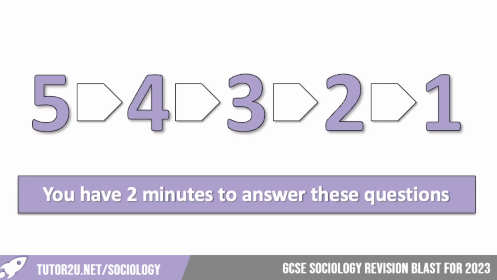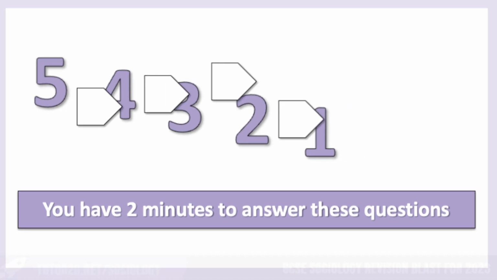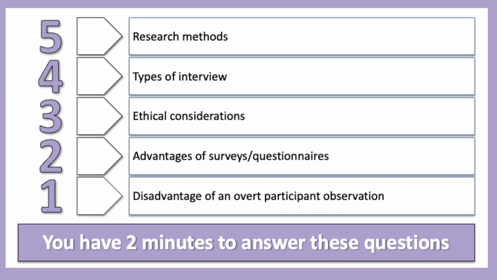Right, I'm going to move on to a 5, 4, 3, 2, 1 challenge. You've got 2 minutes to answer these questions, which are all linked to research methods. So we want 5 research methods, 4 types of interview, 3 ethical considerations, 2 advantages of surveys or questionnaires, and 1 disadvantage of an overt participant observation. Again, you need a pen and pencil at the ready. If you need a little bit more time than 2 minutes, then please pause the video after the 2 minutes is up. Let's start the timer.